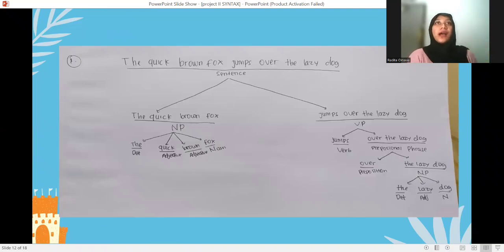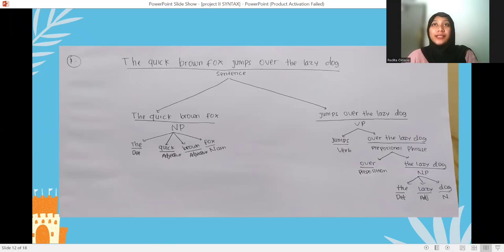The quick brown fox is noun phrase. The is determiner. Quick is adjective. Brown is adjective. Fox is noun. Jumps over the lazy dog is verb phrase. Jumps is verb. Over the lazy dog is prepositional phrase. Over is preposition. The lazy dog is noun phrase.